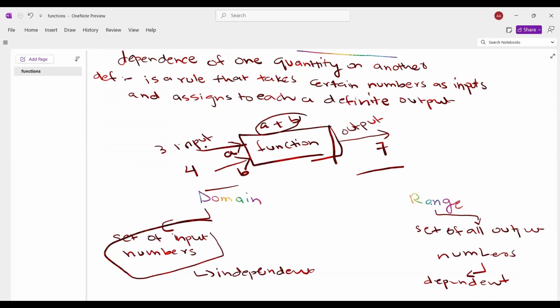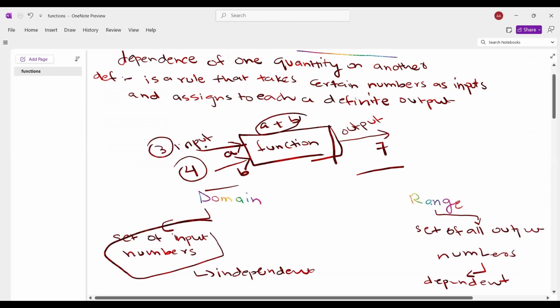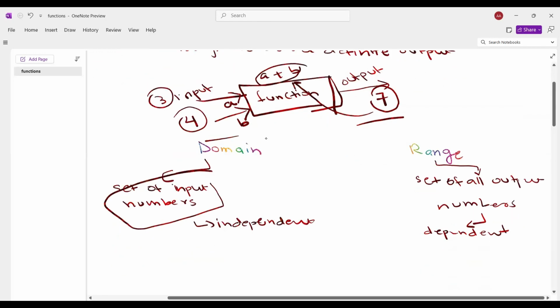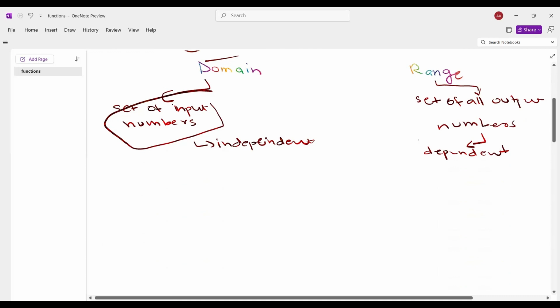So you see that 3 and 4, which were the input to our function a plus b, are not dependent on anything. You can give any number as the input to this function, so it's not dependent on any value. However, 7 is definitely dependent on what input has been provided to it. If 3 and 4 are provided, the answer will be 7. If it would be 5 and 5, the answer would be 10. So the range is always dependent on the domain.